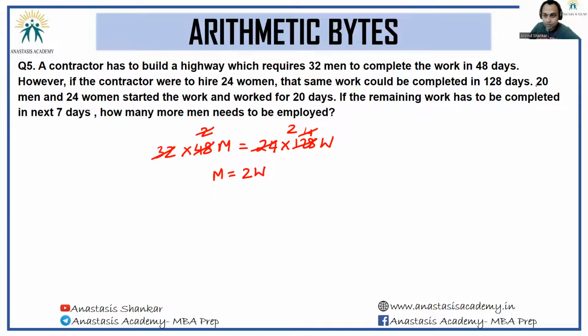So we've been told 20 men and 24 women started the work and worked for 20 days. If the remaining work has to be completed in the next 7 days, how many more men need to be employed? First thing I can do is turn these women into 12 men. So 20 men and 12 men, altogether I have 32 men who have worked for 20 days.